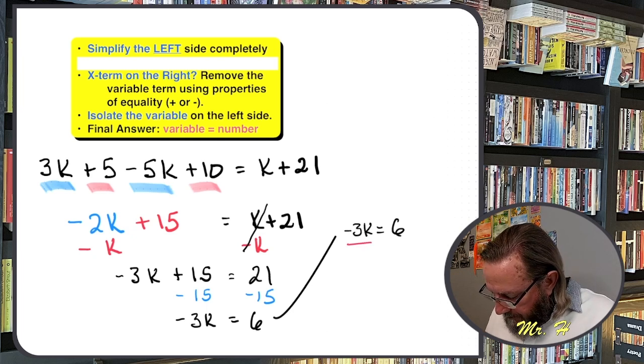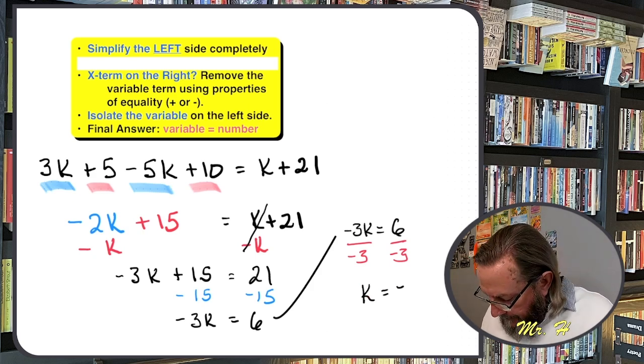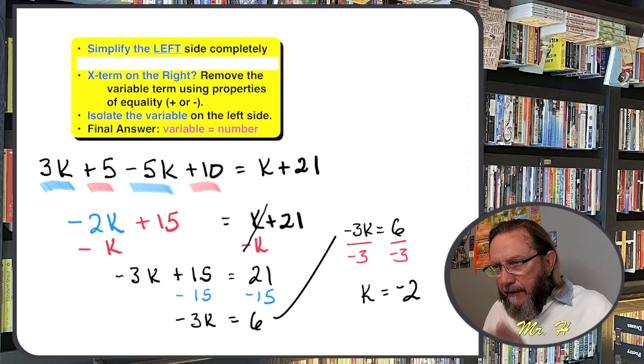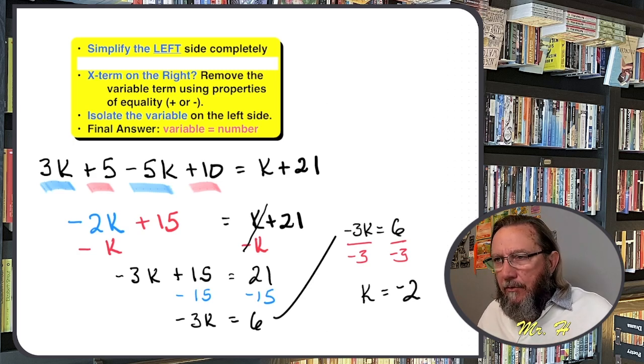So now we're going to divide both sides by negative 3. And that will divide out the negative 3 that's sitting there with the k and leave me with just k equals 6 divided by negative 3, negative 2. Final answer, variable equals a number. We're done. Okay, let's keep ramping up the challenge just a little bit more.